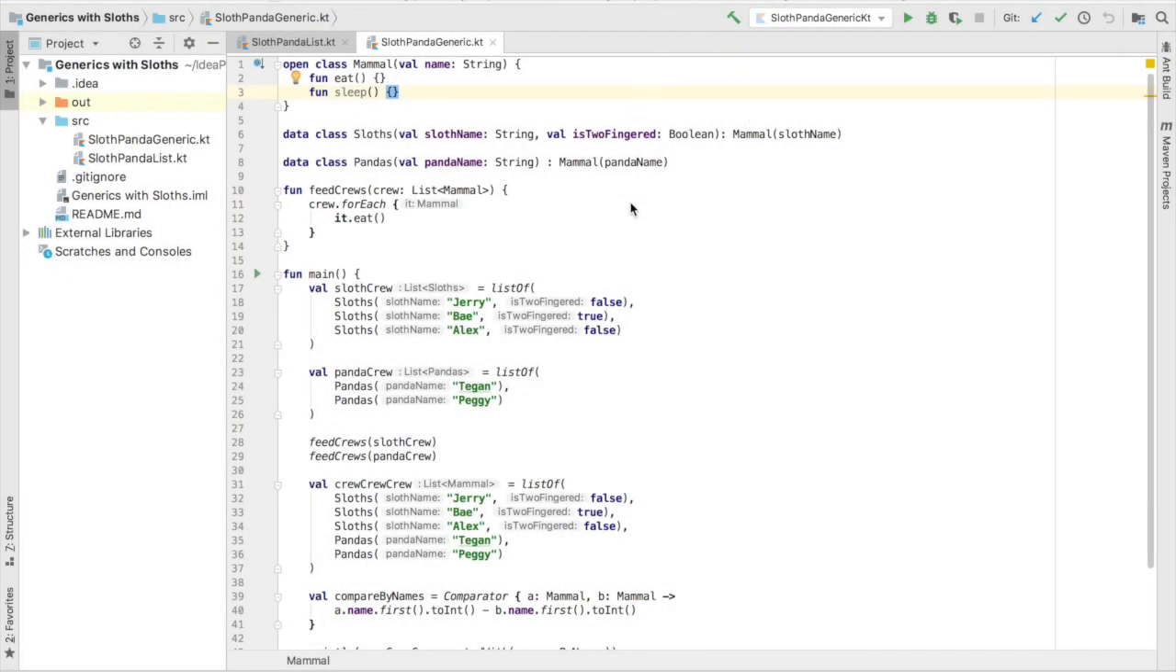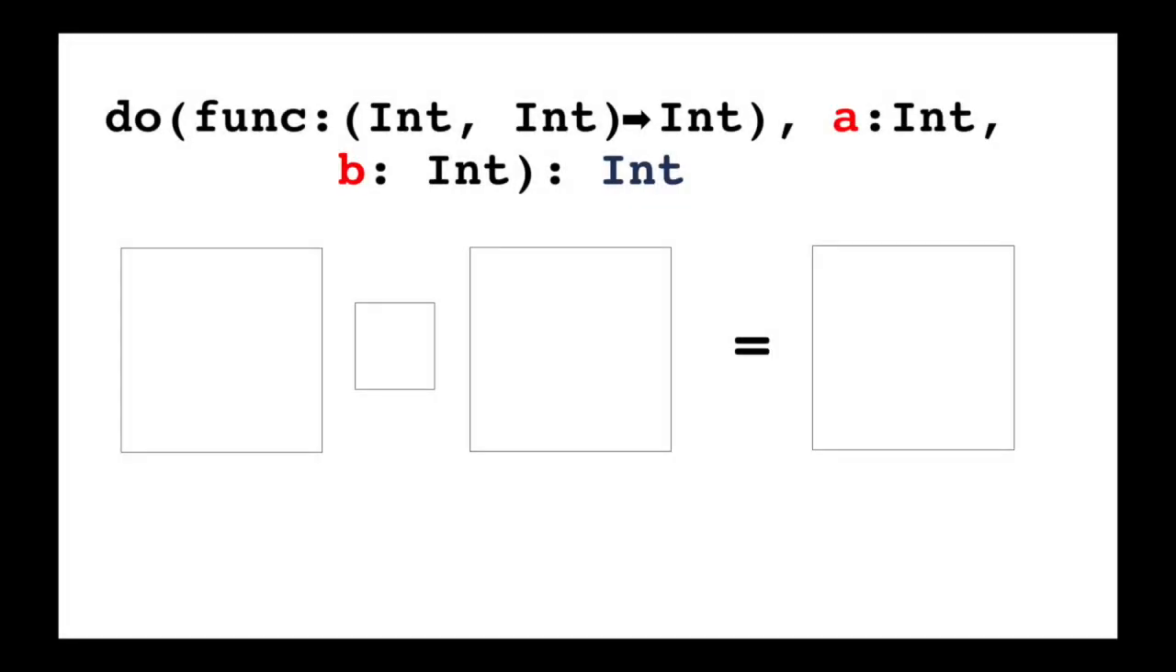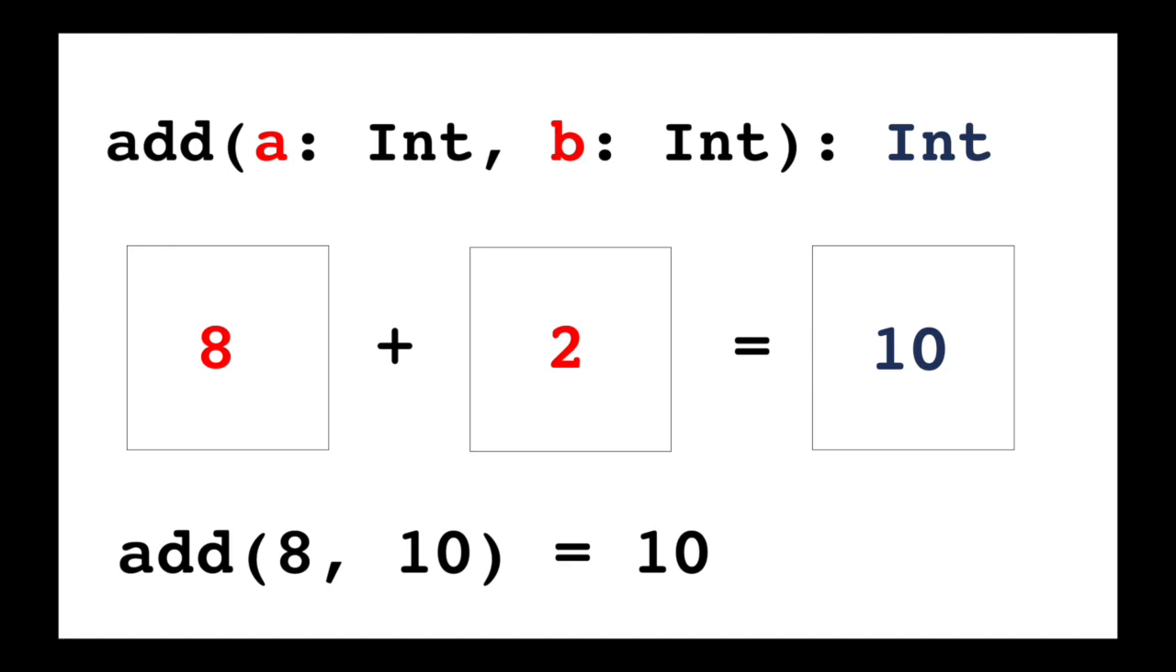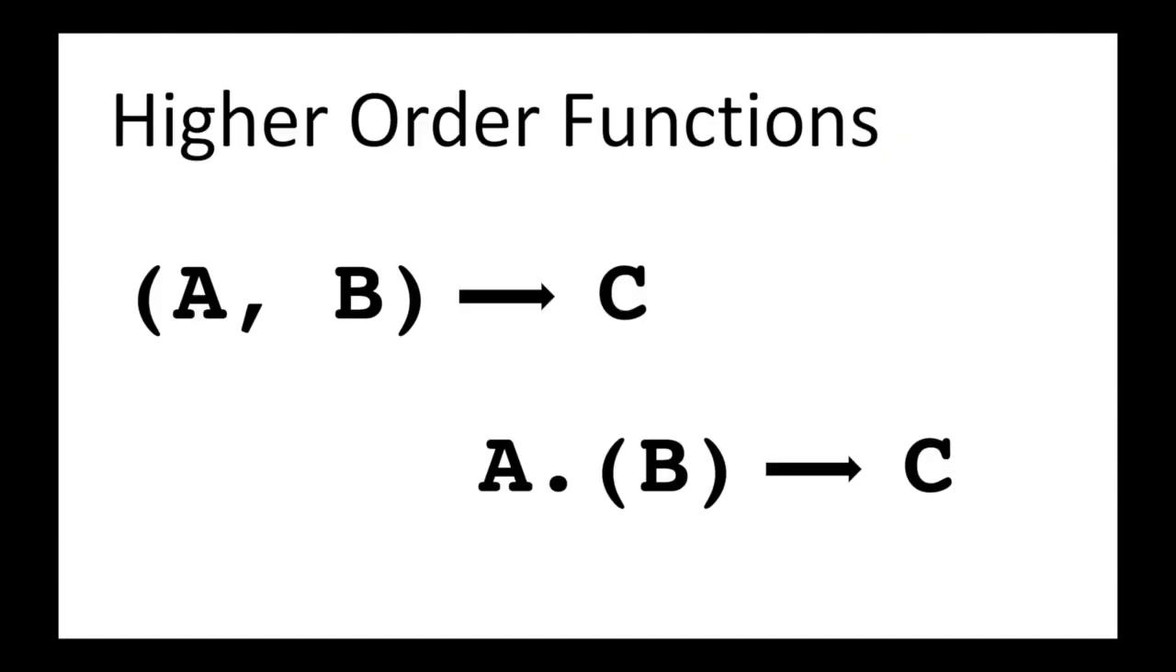Because Kotlin happens to be a functional language, Kotlin has a lot of really powerful characteristics that functional purists might consider as pillars for functional programming. But today we're only going to concern ourselves with how functions are treated as first-class citizens in Kotlin. This means that Kotlin functions are able to take functions as parameters. These are known as higher order functions, indicated by the pattern A, B goes to C, or A dot B goes to C.